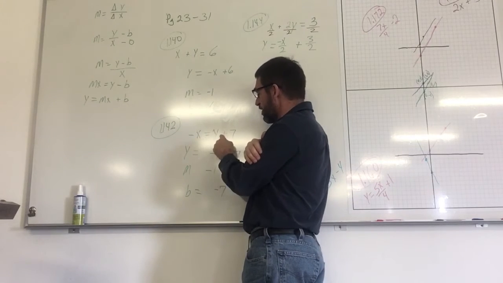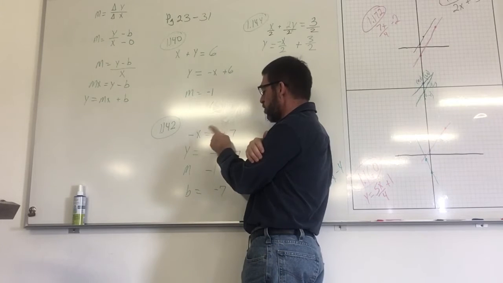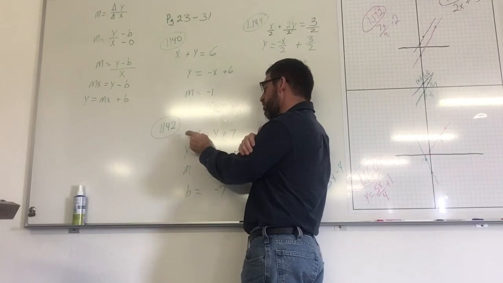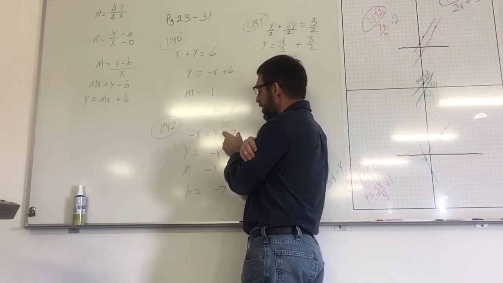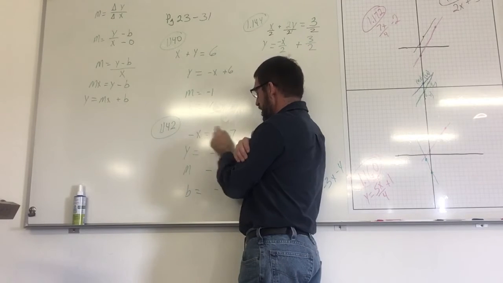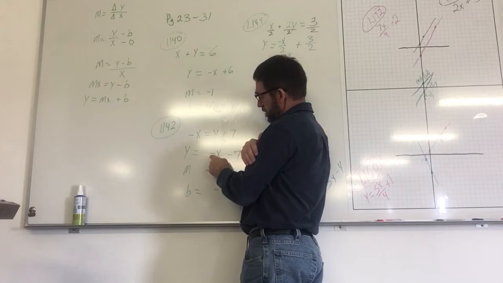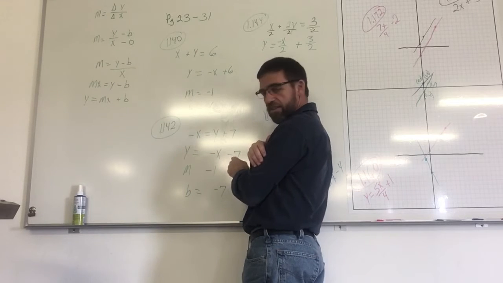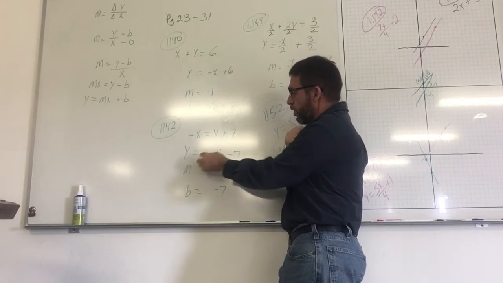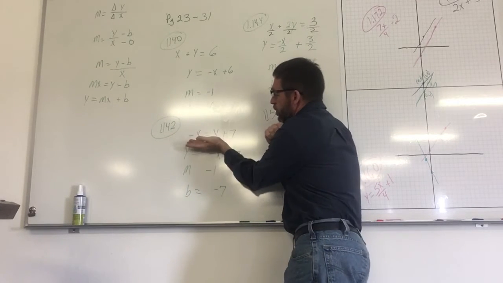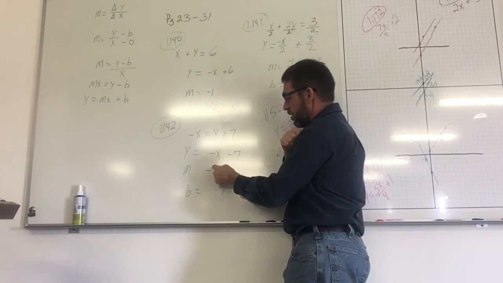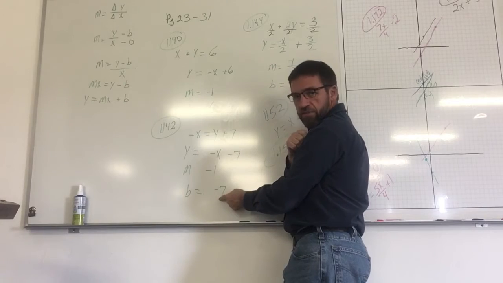I'll move the x over here, so I have positive x. No, the y has to remain positive. So you just take the 7, sorry, and put it with the x. So now what you have is negative x and negative 7. You understand how you isolated the y? This is the same equation down here, but you just rewrote it. And again, m is negative 1, and then your b is negative 7.